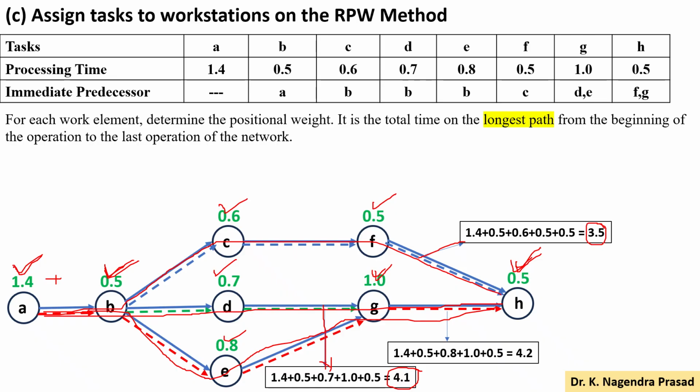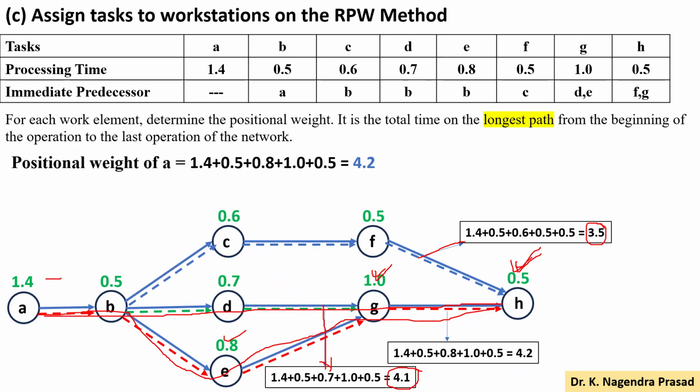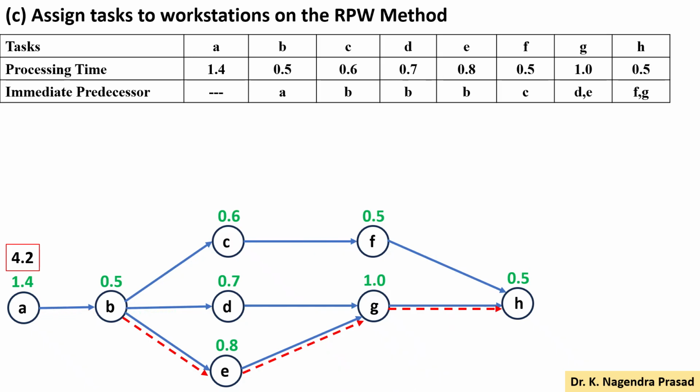So among all the paths, the longest path is 4.2. Then the positional weight of task A is 1.4 plus 0.5 plus 0.8 plus 1.0 plus 0.5, which is equal to 4.2. So the RPW value for task A is 4.2. Next we will determine the RPW value for task B.